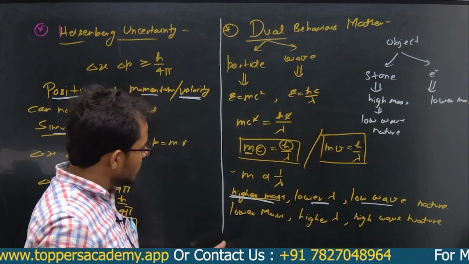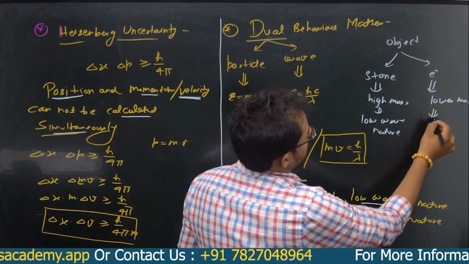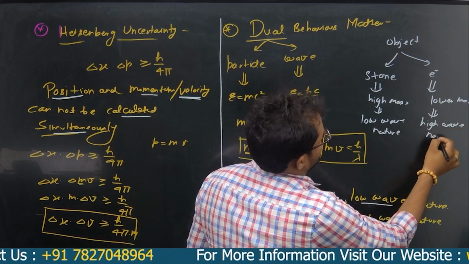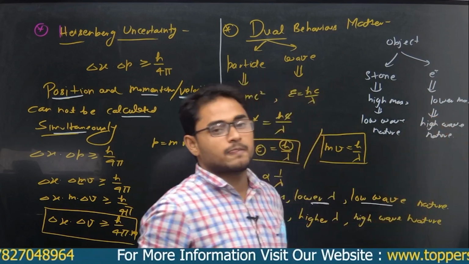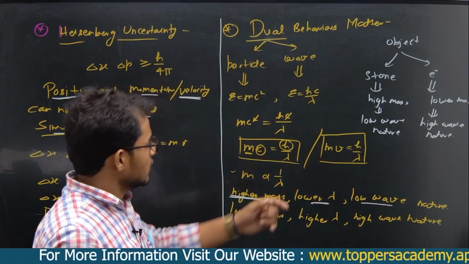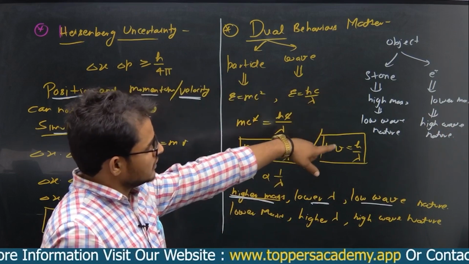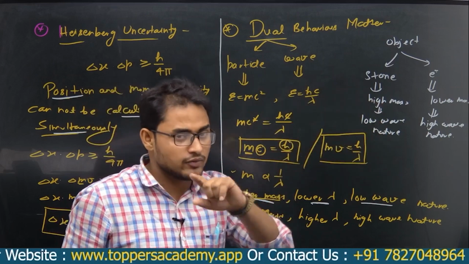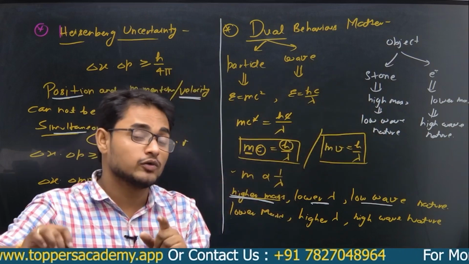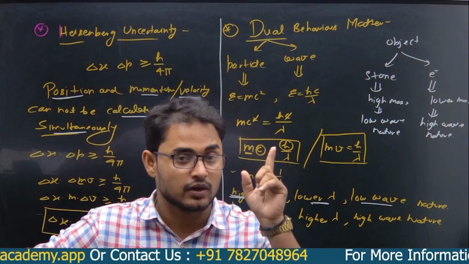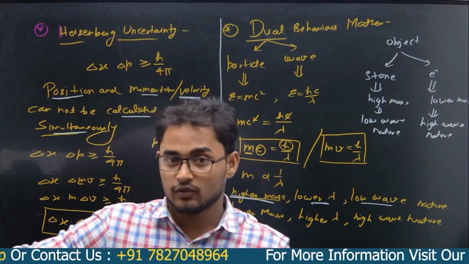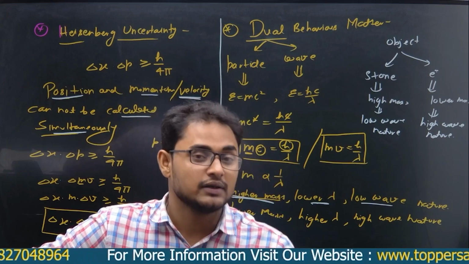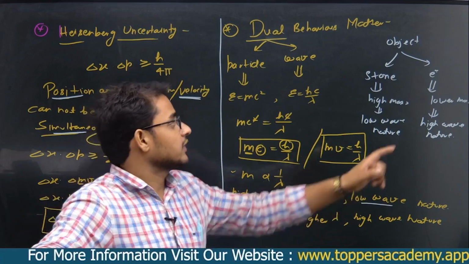An electron has lower mass, so it will show high wave nature, right? The higher the mass, the lower the wave nature or lambda; the lower the mass, the higher the wave nature. So the electron has very little mass, 9.1 × 10^-31 kilogram, so it will show a high value of lambda. It means it will show high wave nature.